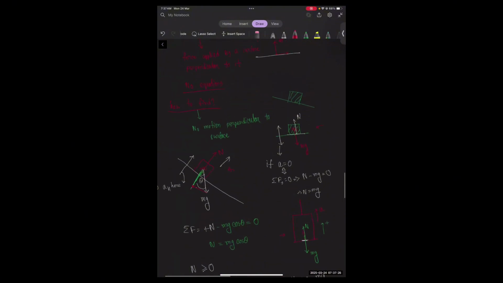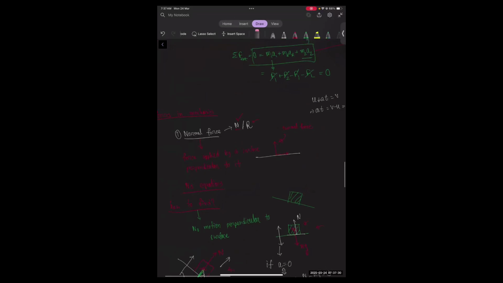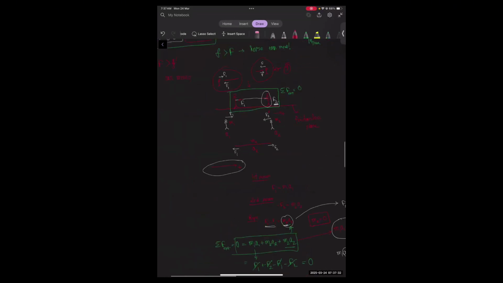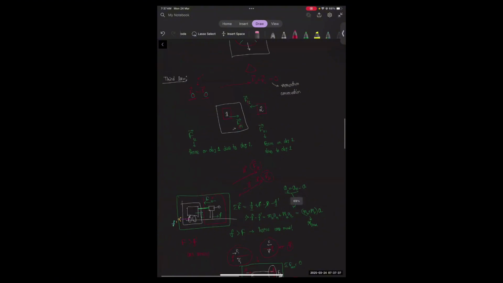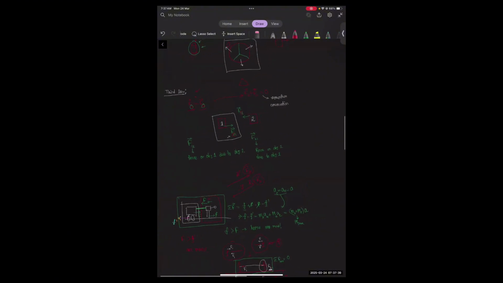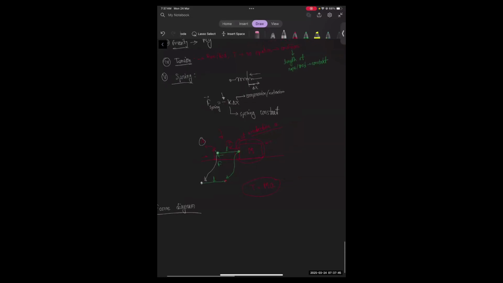It's basically a diagram where you draw all the forces. So it's a diagram where you have marked out all the acting forces on a body.